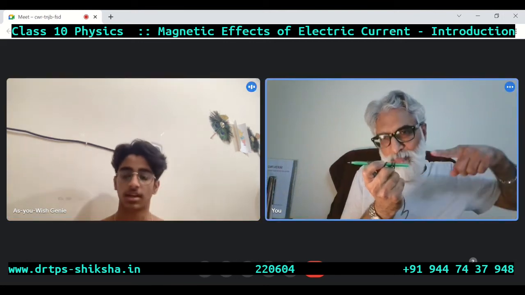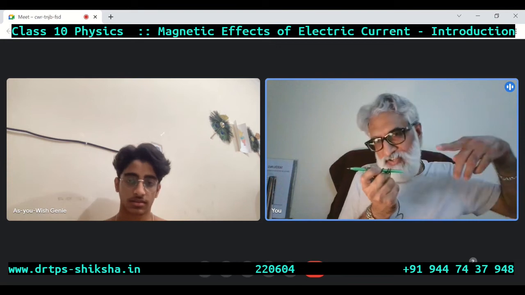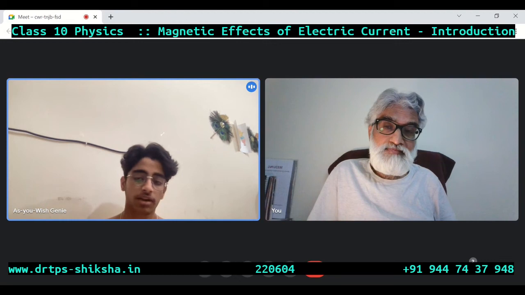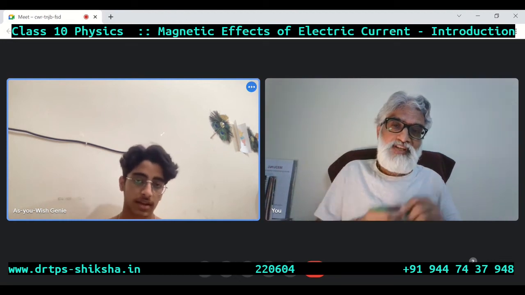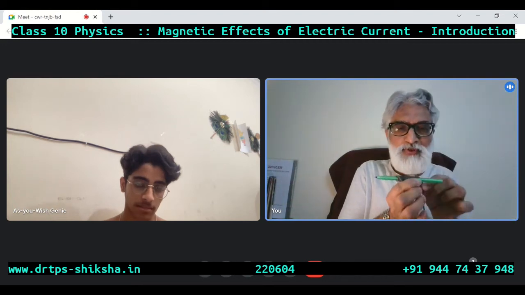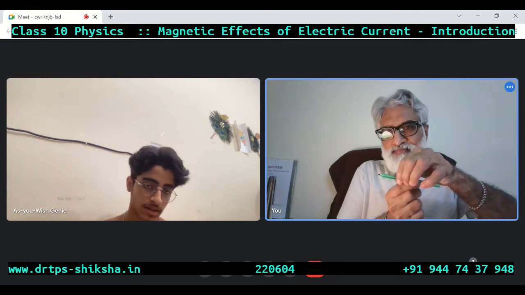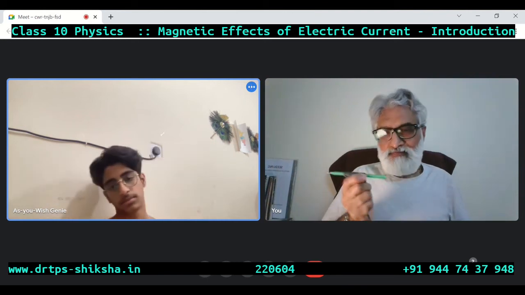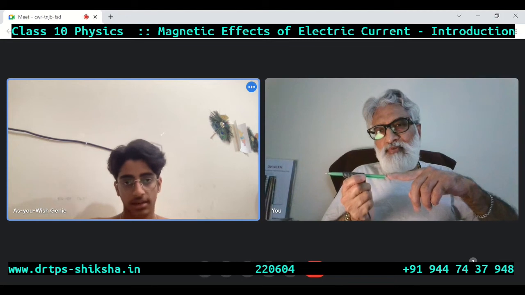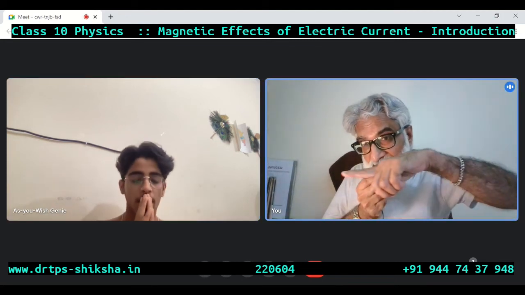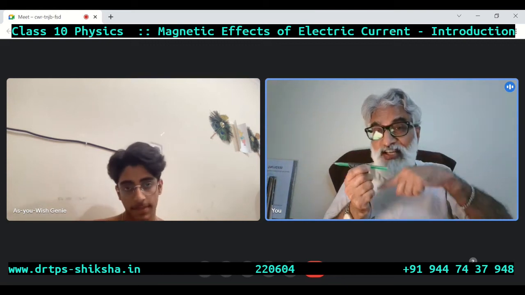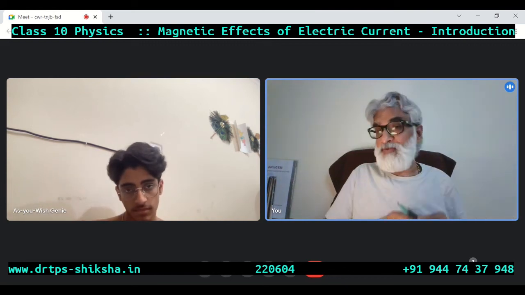Perpendicular to that, there is a magnetic field which is generated. But in this case, the pen will be deflected towards which side? If it is like this, it will be deflected towards this, because I am flowing from here to the other side. So, sir, the pen won't be deflected. There is an electric energy which is generated. That energy is because of the magnetic energy. That's why it is called electromagnetic energy.